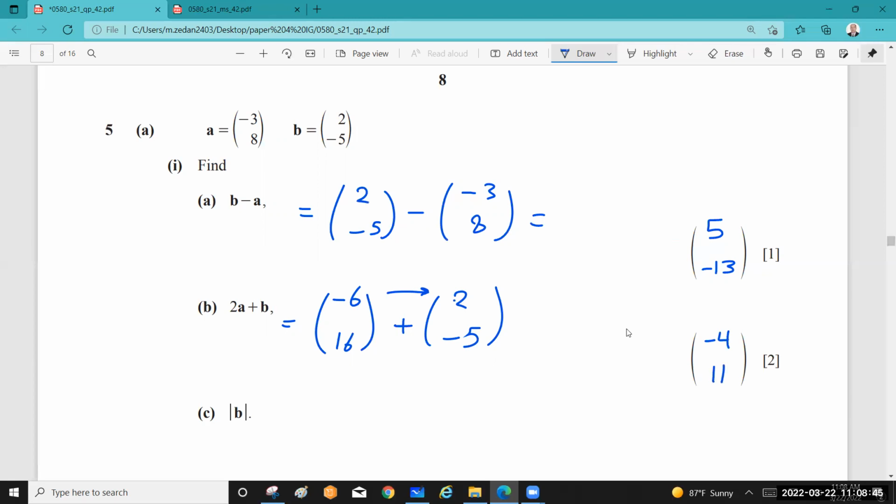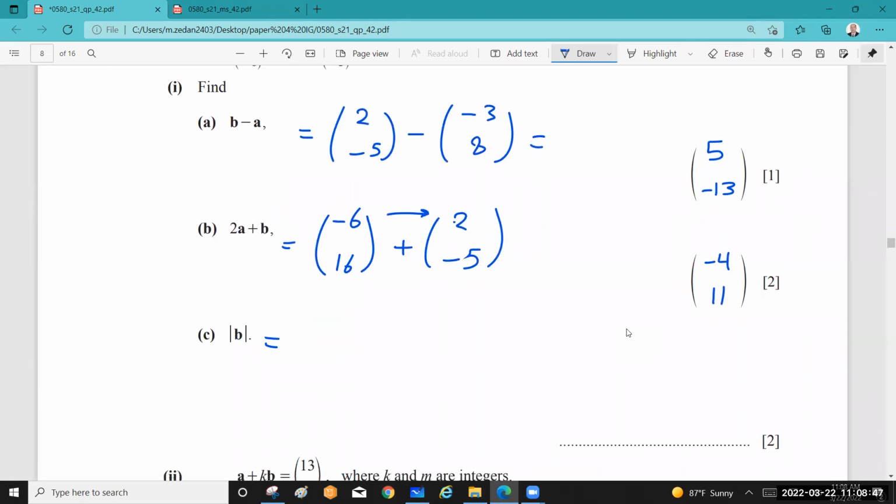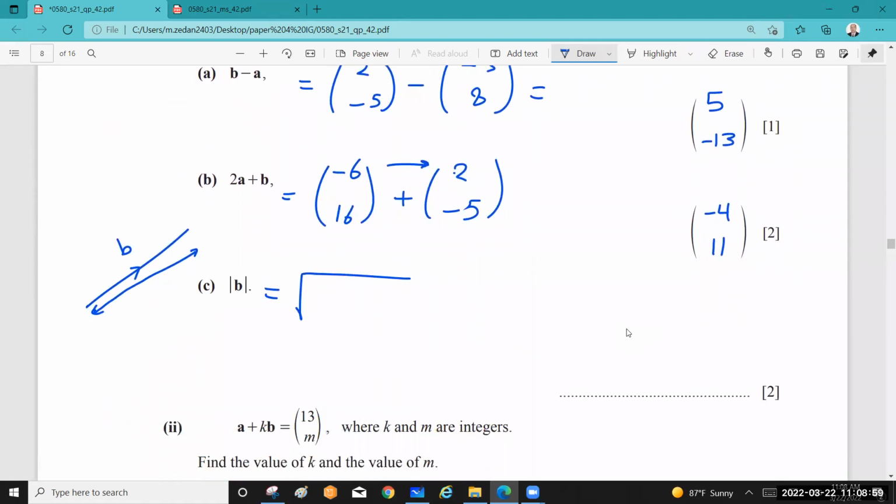Very easy. The modulus of B means the magnitude of the vector. Consider that this is the vector B. I want the magnitude, the length. What is the length of this vector? The length of the vector B is found simply by applying the Pythagorean theorem. Vector B, as you see here, is 2, -5. So it's 2 squared plus -5 squared. Just write the answer here. You can round your answer to 1 decimal place by using a calculator. It's the square root of 4 plus 25, which is root 29, about 5 point something. You can do it by calculator.